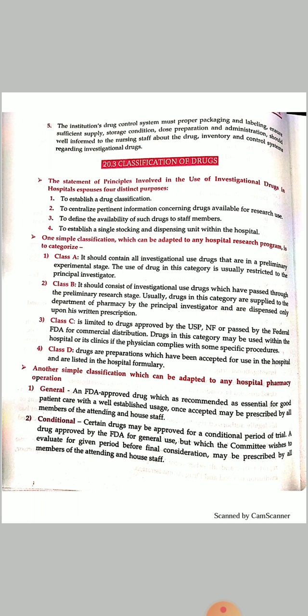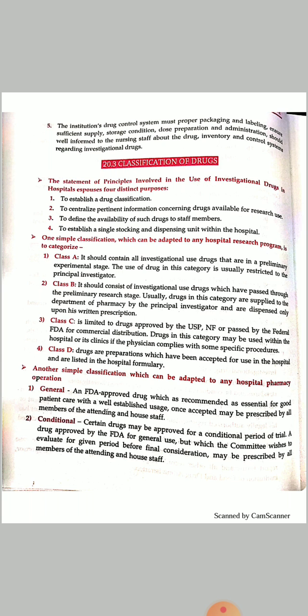Class C is limited to the drugs approved by the USP/NF or passed by the FDA for commercial distribution. Drugs in this category may be used within the hospital or its clinics if the physician complies with specific procedures. Class D is the drugs or preparations which have been accepted for use in the hospital and are listed in the hospital formulary.